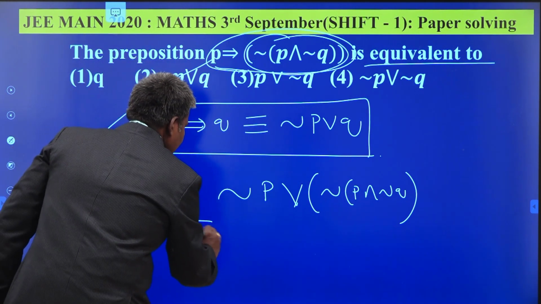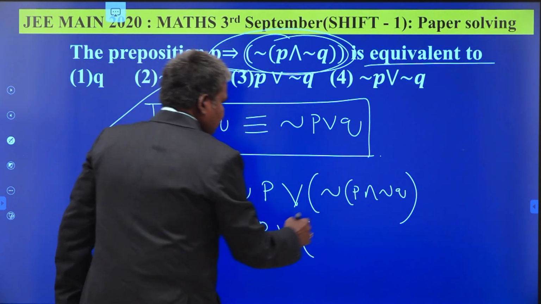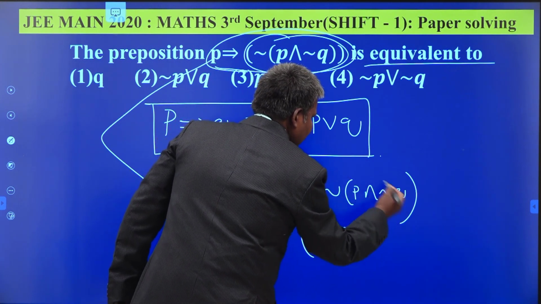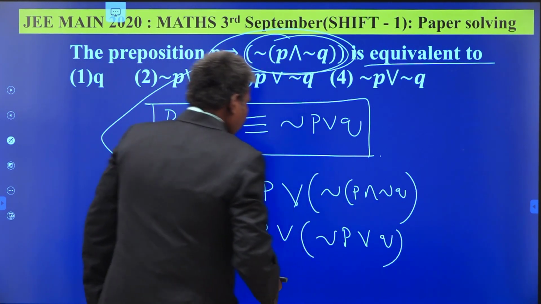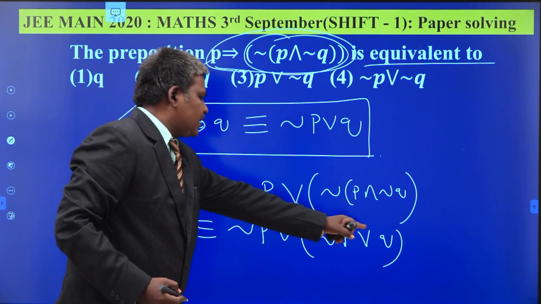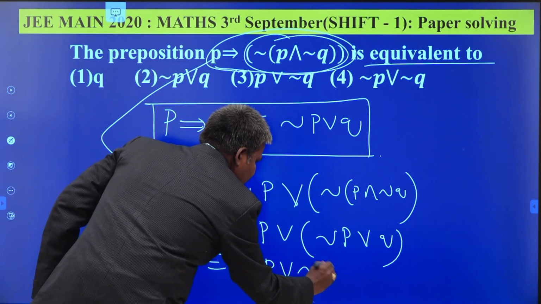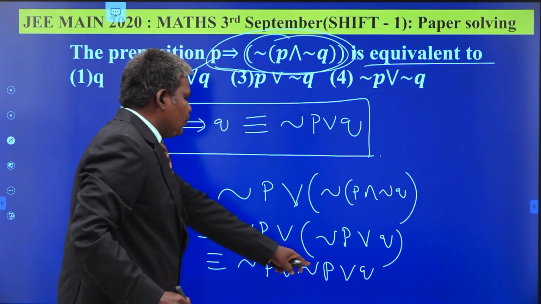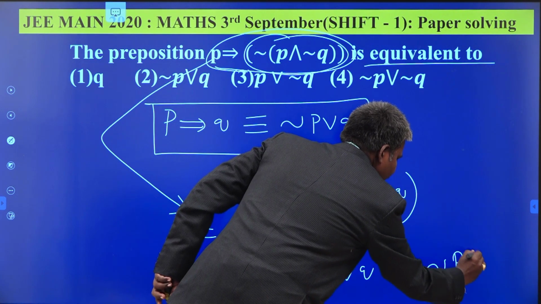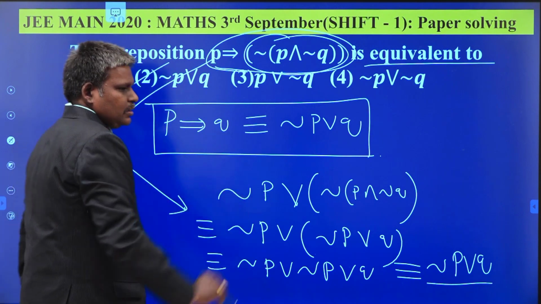So this is nothing but negation of P or, I am applying a negation to this one, negation of P or negation of negation, that is Q. So negation of P or negation of P or Q, no need to write the bracket itself. This is equivalent to what? Negation of P or negation of P or Q. A union A is nothing but A. So this is equivalent to negation of P or Q. So negation of P or Q is your correct answer.